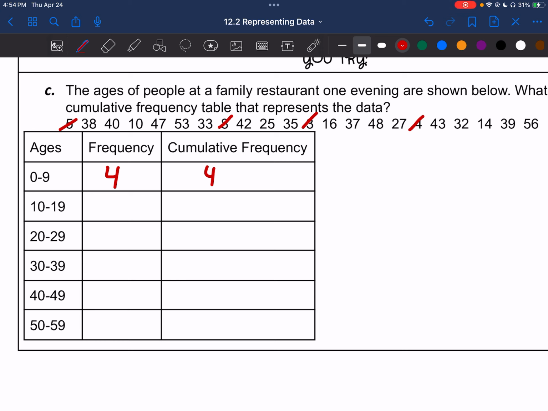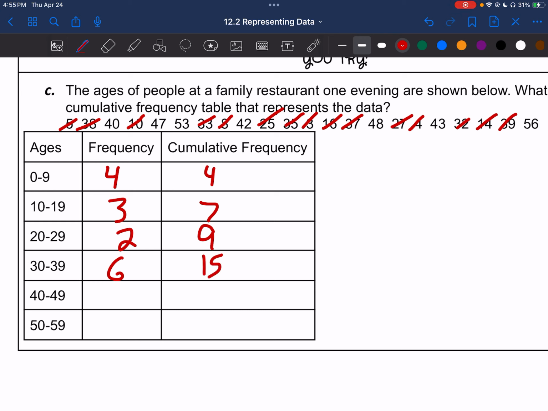Between 10 and 19, 1, 2, 3. And that gives us a cumulative frequency of 7 now. 4 plus 3 is 7. 20 to 29, how many 20-year-olds do we have? 1, 2, 20-somethings. So my cumulative is now up to 9. 30-somethings, we have 1, 2, 3, 4, 5, 6. 6 30-somethings, that brings our total up to 15.